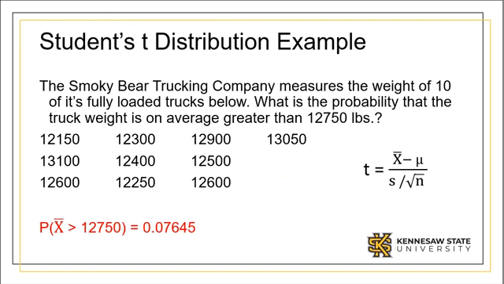Let's consider this example. The mean of the data is 12,585, and the sample standard deviation is 334.21. Since the sample size is 10, the degrees of freedom will be 9. We will use the standardization formula above to find the corresponding t statistic to be 1.56123. Using technology, this gives us a probability of 0.07645. So there is a 7.6% chance that the truck weight will exceed 12,750 on average.